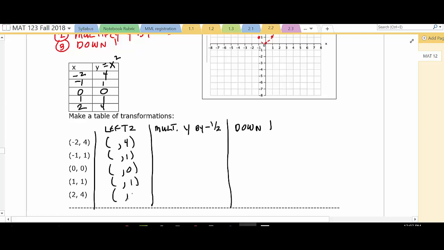And then what you want to do in your head is you just want to take all of these x values and make them go to the left 2. Okay, just do it in your head. So where does this go? Left 2. -2, where does it go? -4, where does that go? -3.